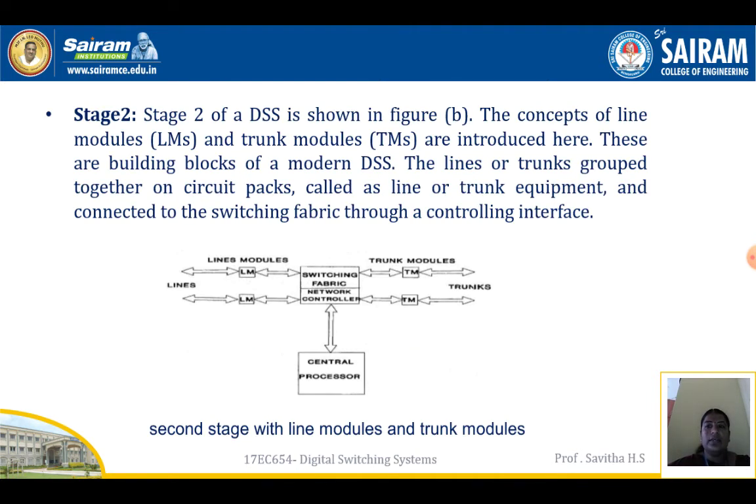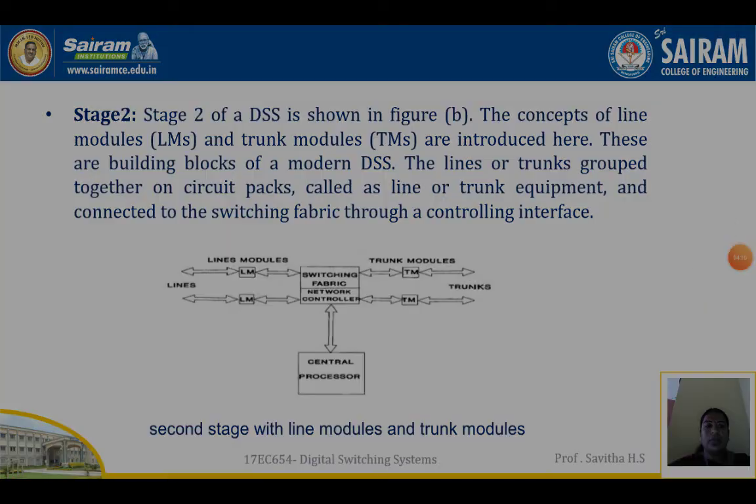Stage 2. Stage 2 of a DSS is as shown in the figure B. The concept of line modules and the trunk modules are introduced here. These are building blocks of a modern DSS. The lines or trunks are grouped together on the circuit packs called as line or trunk equipment, and they are connected to the switching fabric through a controlling interface. This is the second stage of line modules and the trunk.